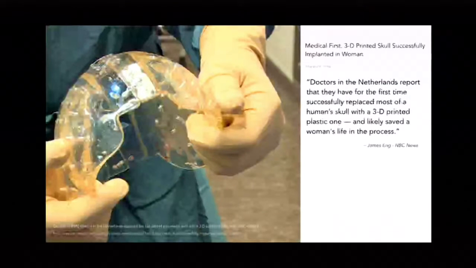Another neat article that I found is about the first medical 3D printed skull successfully implanted into a woman. Doctors in the Netherlands report that they have for the first time successfully replaced most of a human skull with a 3D printed plastic one, and likely saved a woman's life in the process. In order for that skull to be printed, though, it had to be 3D modeled and formed to fit that woman's head perfectly. It wasn't just that, hey, we'll look at a model and just figure this out. Somebody had to go in, engineer a 3D design first, print it out, and then implant it. That was from James Ings from NBC News.